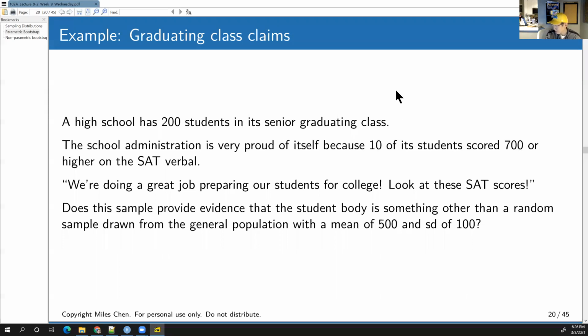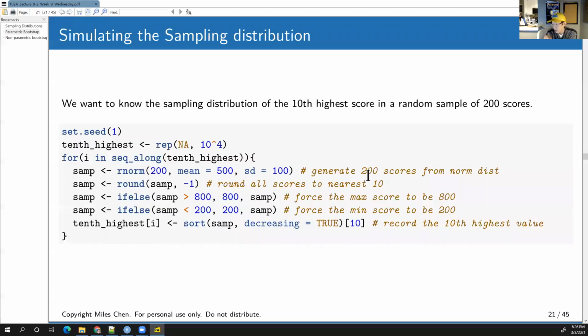Okay, but this is a little strange because we're looking at 10 students over 700. How do we figure that out? Basically, we want to know the sampling distribution of the 10th highest score in a random sample of 200 scores. So I'm going to create a vector called 10th highest. This is where I'm going to store the 10th highest score in a random sample.